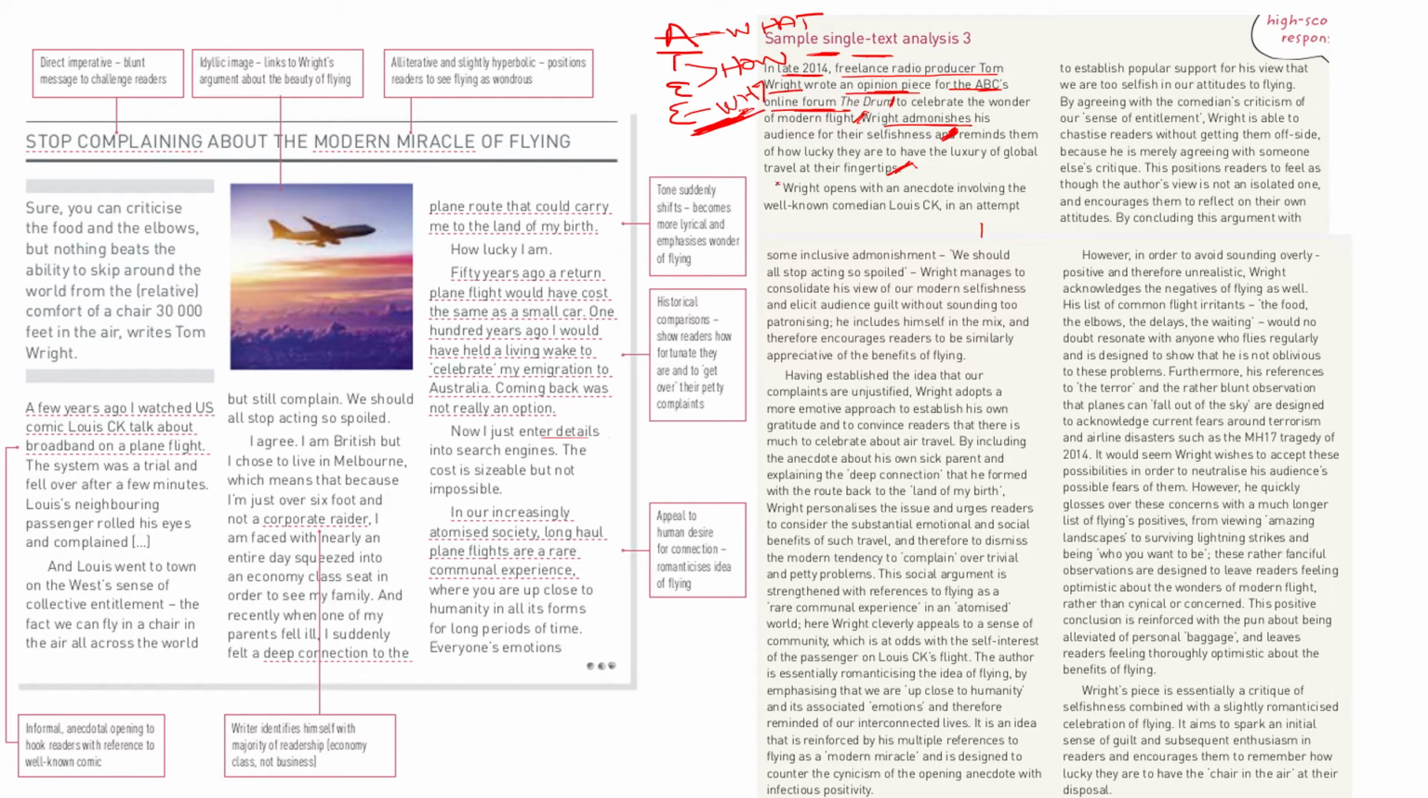So, very clearly here, we have our what. What is going on? And just as a side note here, once you have introduced the full name of your writer in your introduction, just use their last name after that. You don't need to write Tom or Tom Wright, just use the last name from then on. But I digress. So this is the what. Wright opens with an anecdote involving well-known comedian Louis C.K. That's what they're doing. And then this student, Jenny, has decided to jump into a little bit of the why they're doing that, in an attempt to establish popular support for his view that we are too selfish in our attitudes for flying.